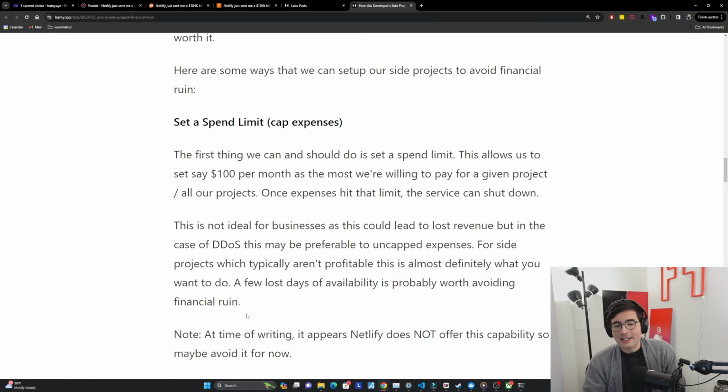Now, I do want to note that most cloud platforms offer this in some way. It might not be at the project level. Sometimes it's at the account level, but they usually offer this in some way. I will say that at time of writing, it appears Netlify does not offer this capability. And so maybe you should avoid it for now until they actually build it.